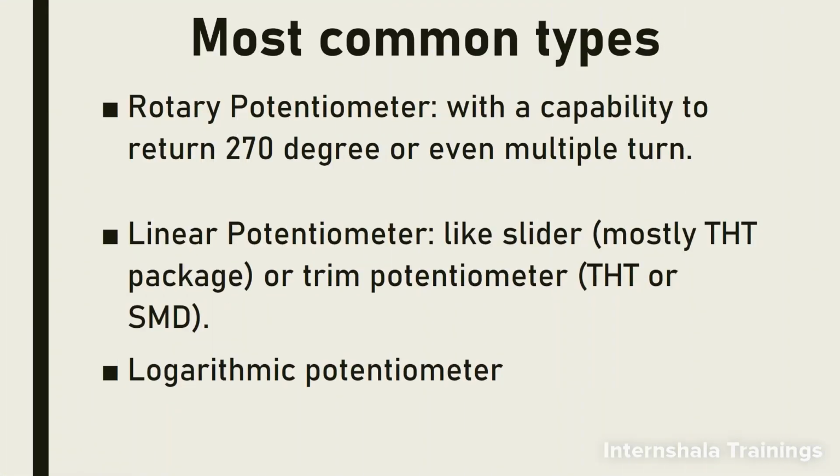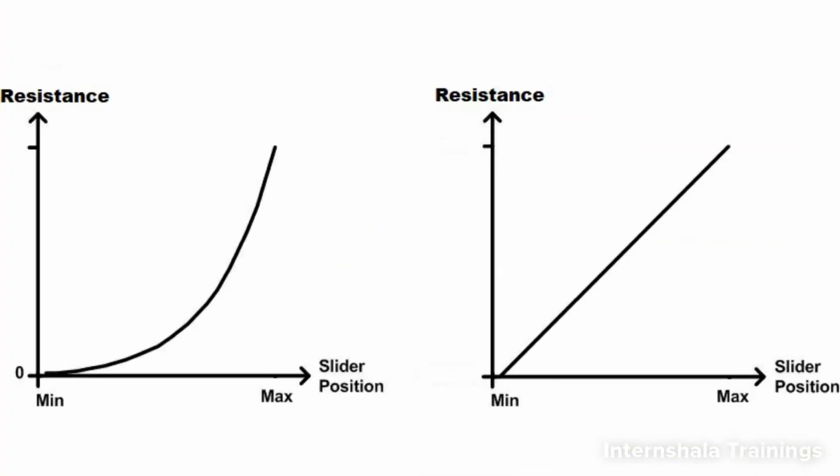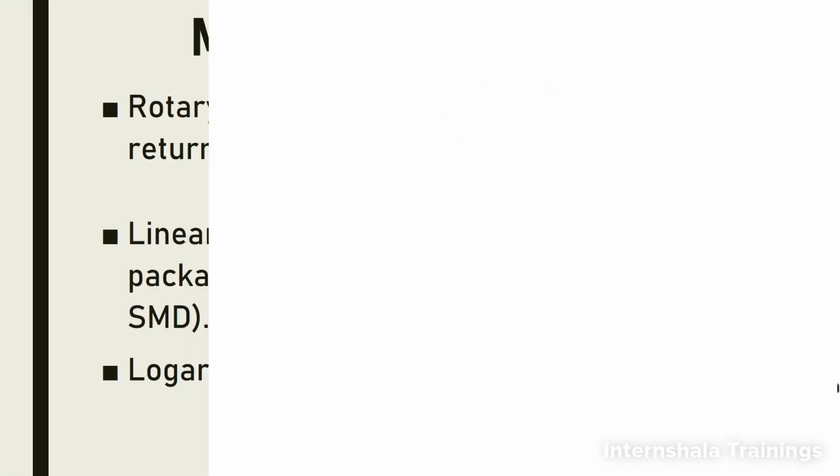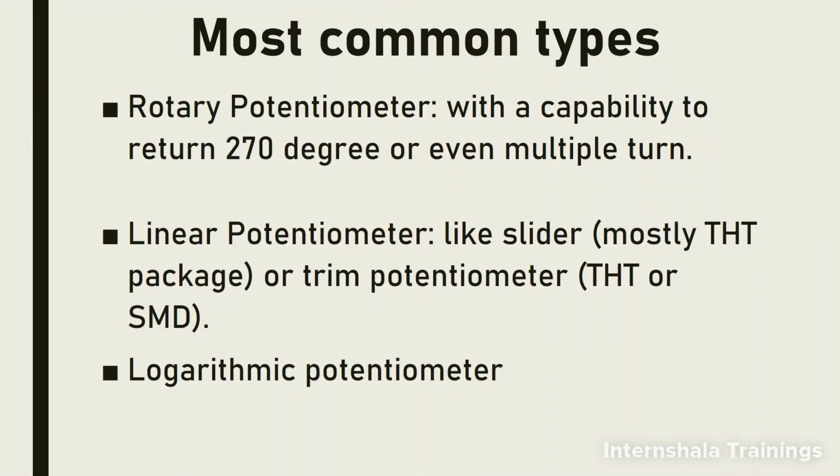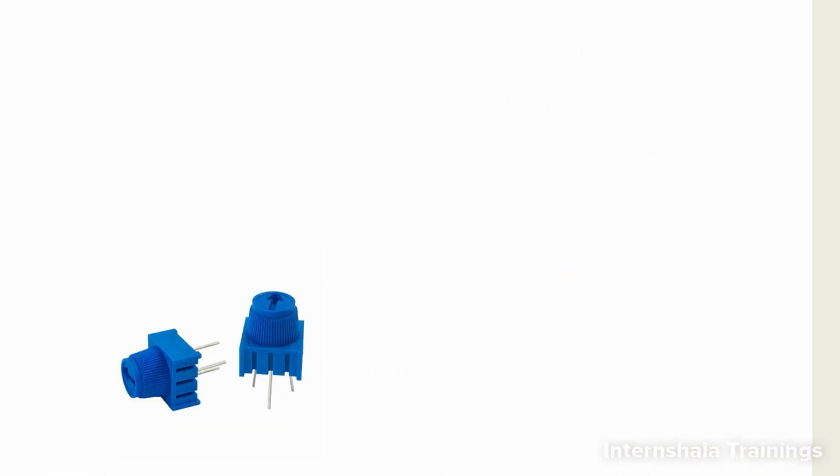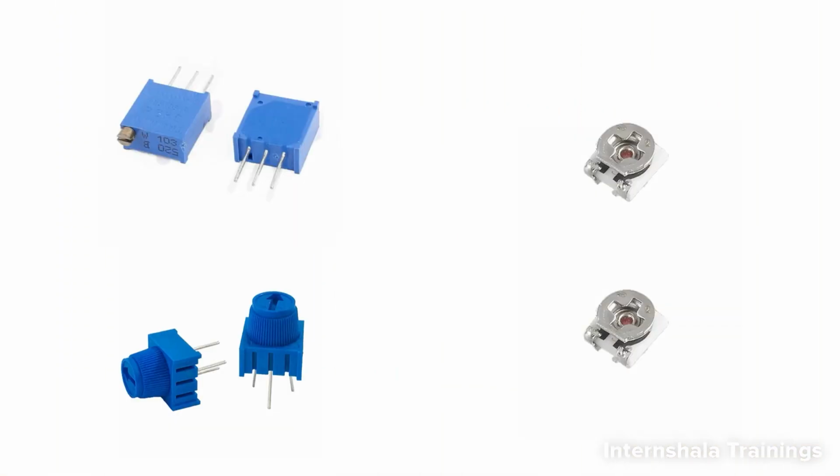You will also hear about something called a logarithmic potentiometer, which means the relation between the slider position and the output resistance is logarithmic, not linear, and used heavily in audio tuning circuits. And for all these common types, you will find them in through-hole or surface mount packages.